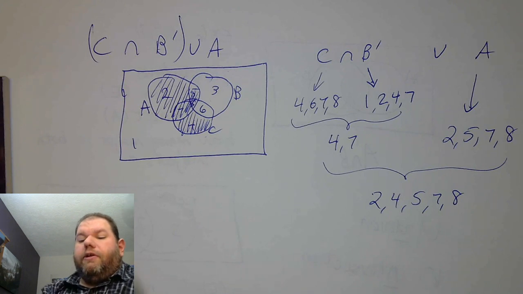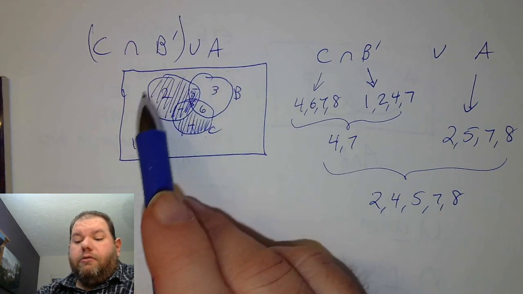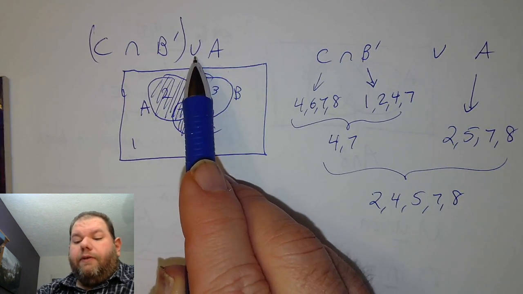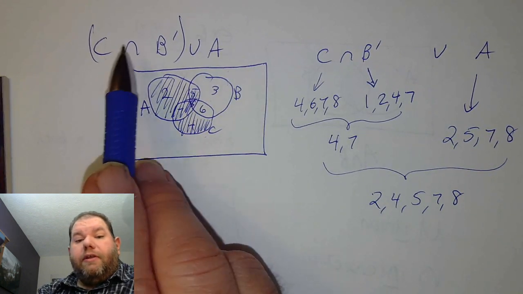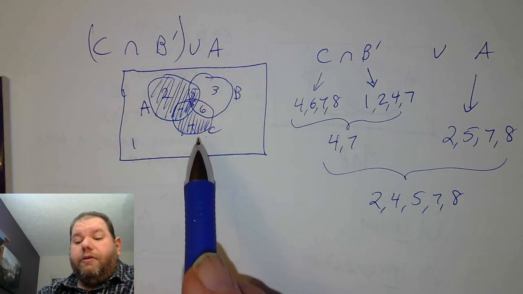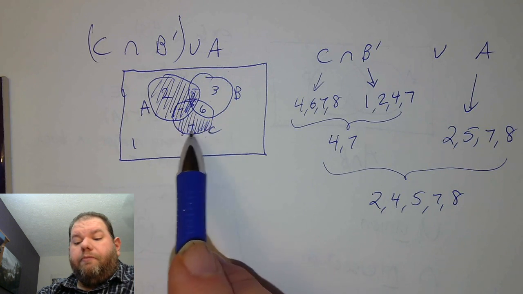So essentially it's A plus the part of C that is outside of B, right here.